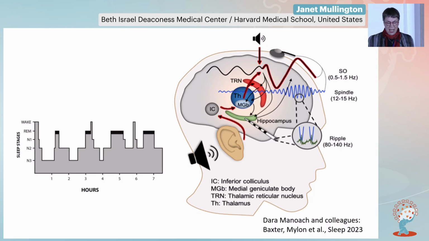Okay, sorry. Well, you can see that sleep cycles through different stages, and in N2, there's a hallmark EEG morphology that we look for that's called a sleep spindle. Sleep spindles are thalamic-cortical oscillations, and they occur actually in stage 2 and also in stage 3, which is slow wave sleep.